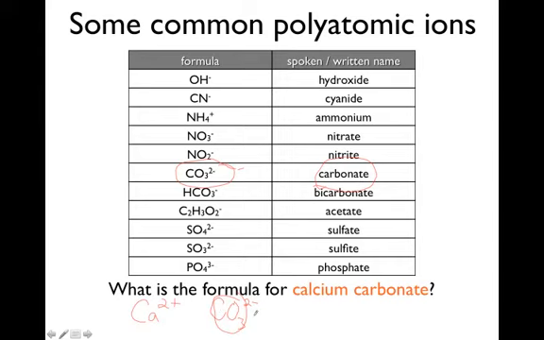And again, you can pause and think about this. But the answer is pretty straightforward here. You need 1 group of these, because 1 group has a charge of -2, to neutralize 1 calcium atom, because the calcium has a charge of +2. So the formula for calcium carbonate would be CaCO3, and that's it.